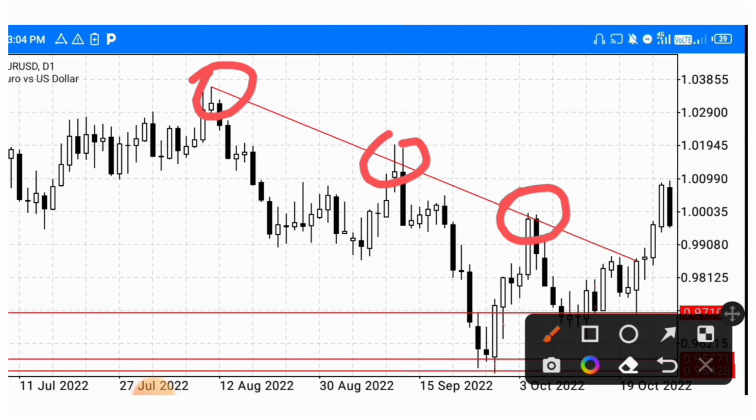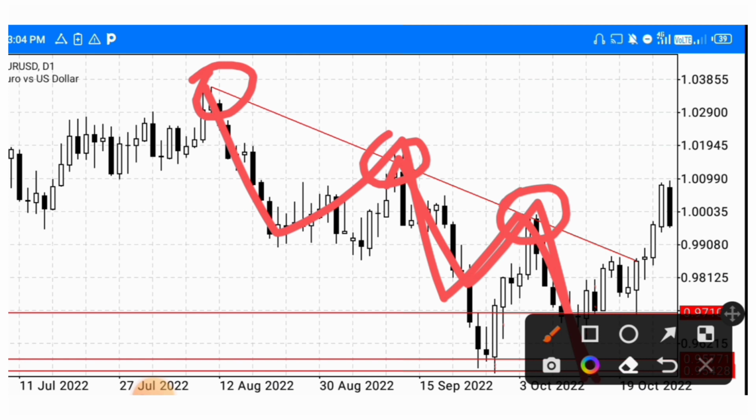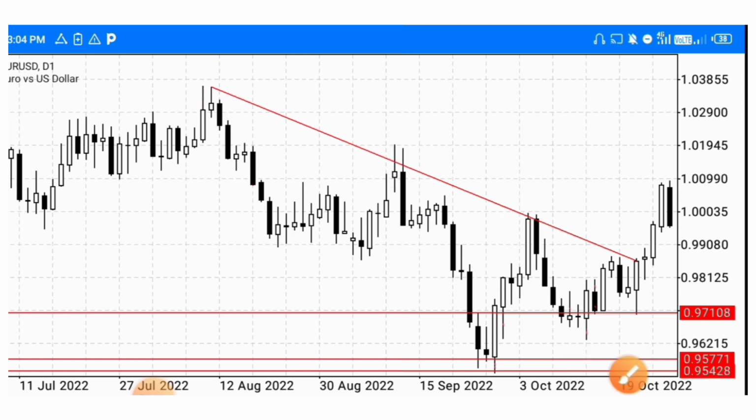So what do you do? Let's say you draw this and boom, you touch it, you're going to sell. Boom, you touch it, you're going to sell. This is how you sell the market. And you'll be making enough profit from here on this daily time frame.